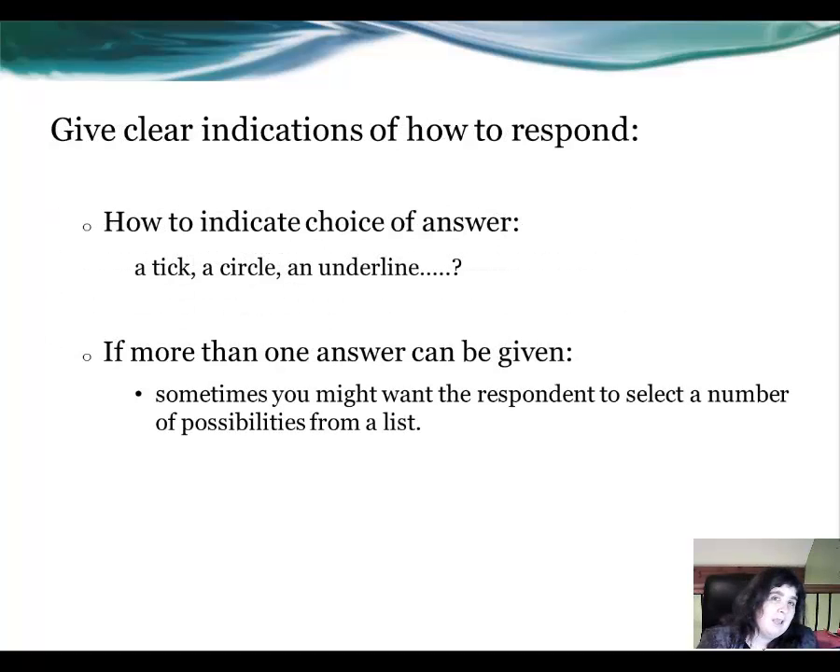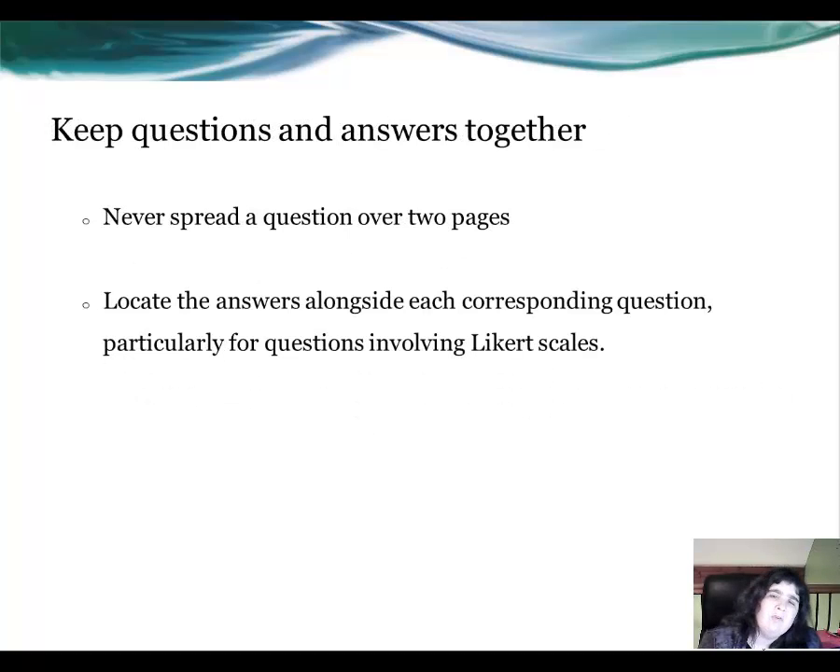Give clear indications of how to respond. Use very simple instructions indicating the choice of answer: a tick, a circle, an underline, an X. Please inform them of what to do. If more than one answer can be given, sometimes you might want the respondent to select a number of possibilities from a list. We'll tell them that. Put it in brackets after the question. Indicate all that apply. Keep questions and answers together. Never spread a question over 2 pages.